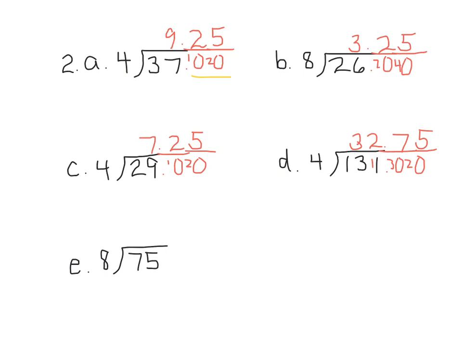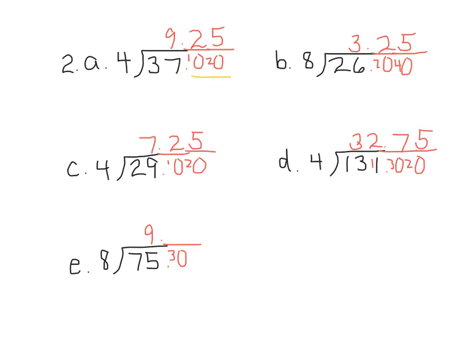Letter E. 8 into 75 will not go without having some kind of remainder. So I set myself up with my annexed 0 and decimal. 8 into 75 would go 9 times. 9 times 8 is 72. So that means I had 3 left over.